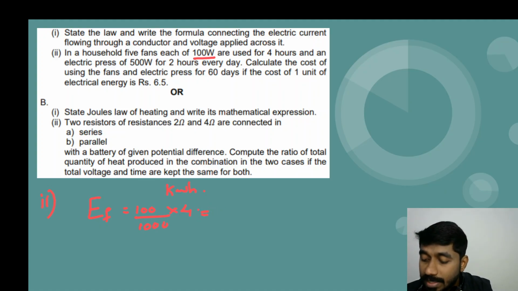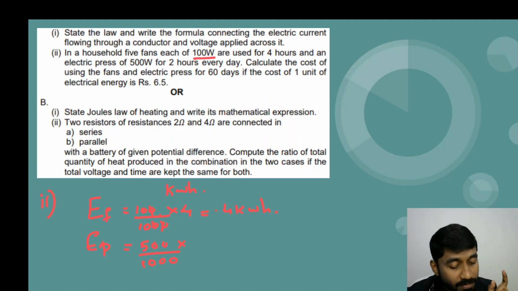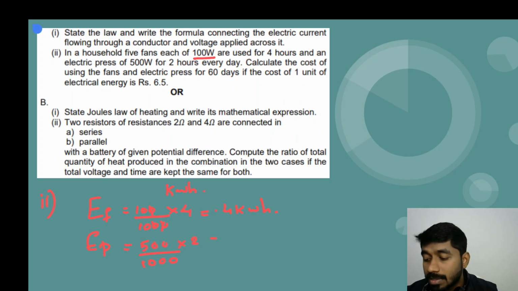Understood? So what is the answer here? It is 0.4 kilowatt hour, the energy used by the fan. Next one, the electric press. So what is the energy used by the electric press? It is 500 by 1000 into 2 hours. Why are we dividing by 1000? Because to convert watts into kilowatts we need to divide by 1000. 500 divided by 1000 into 2 hours, just multiply, cut, you will get 1 kilowatt hour. So this is the energy consumed by the press in 1 day.